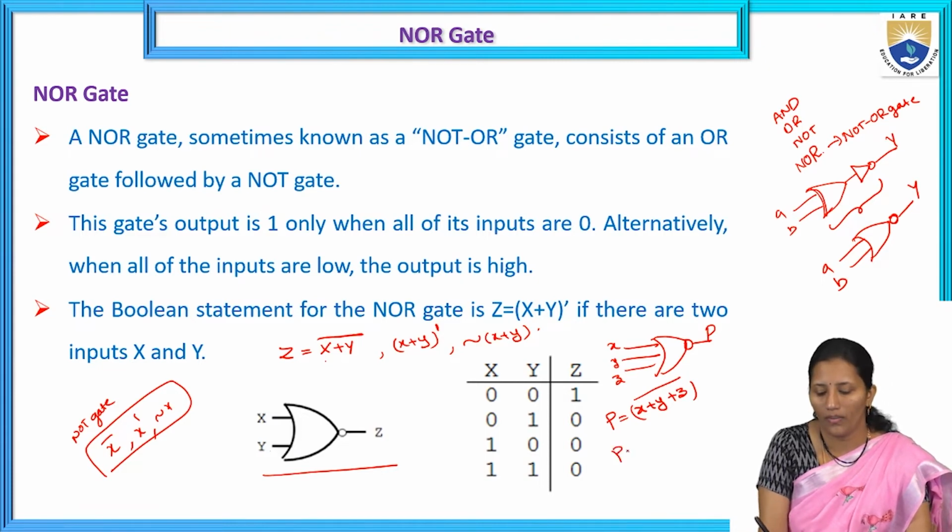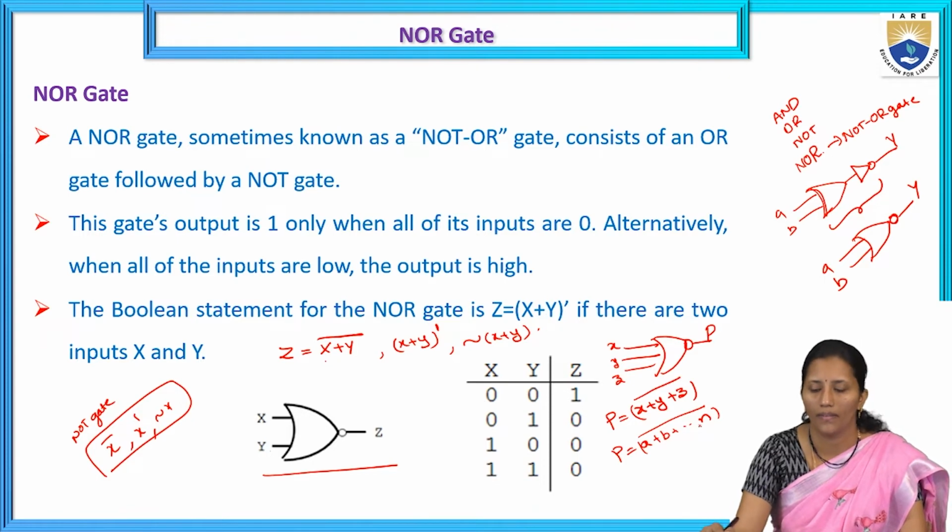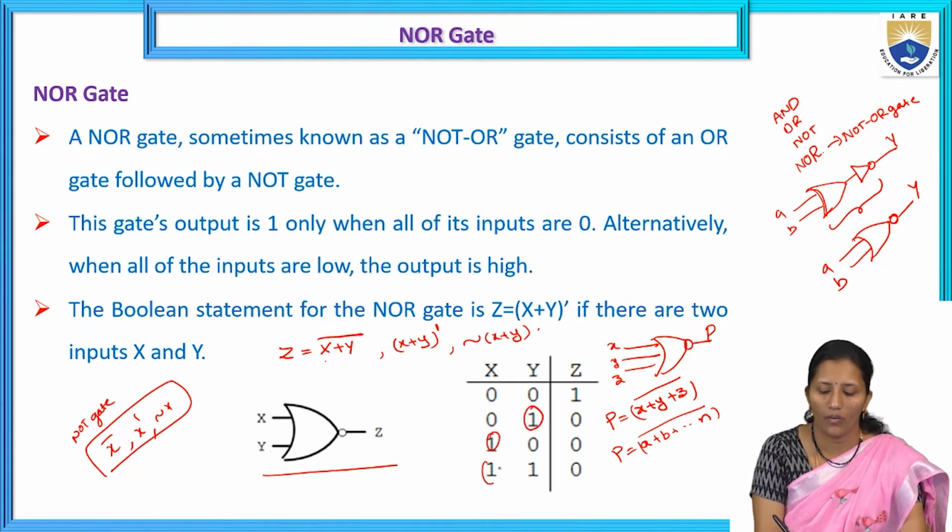If we have n inputs, suppose A, B, C up to n inputs, we can write A plus B plus up to n inputs, whole bar. Here the logic function for the NOR gate truth table is, if any one of the inputs is 1, we are going to get output 0. Only if all the inputs applied to the NOR gate are 0, then we are going to get output 1.